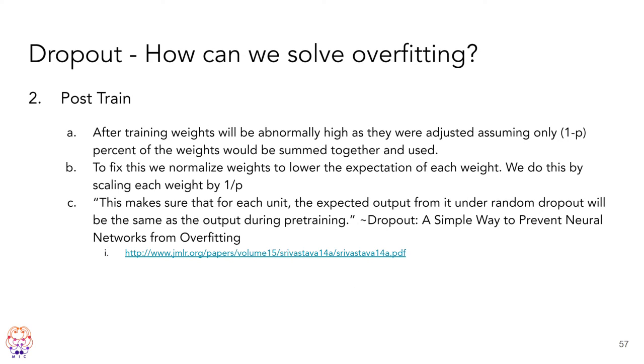All right, and if you use dropout, after you train, the weights are going to be abnormally high because you didn't train it with the entire data set all at once. You just used part of it. And so to fix this, we can normalize the weights by lowering them proportional to the ratio of neurons that were turned off. You can do this by scaling each weight by 1 over p, p being the probability.